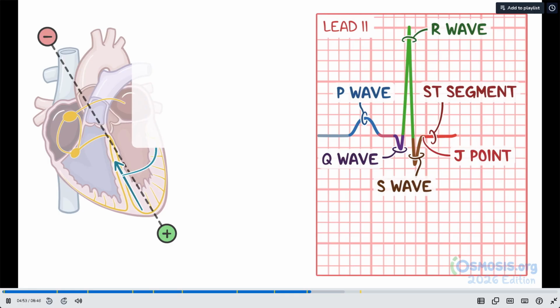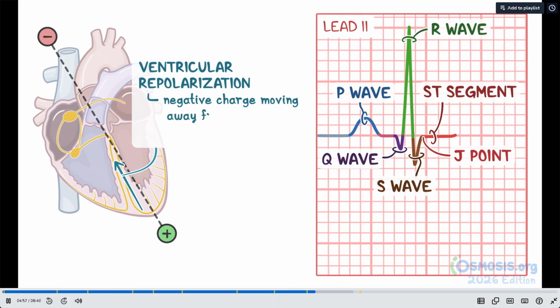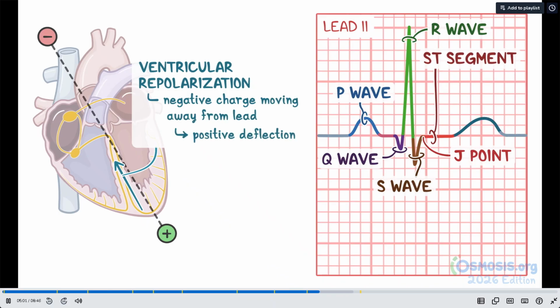But here's the twist. Because repolarization involves a wave of negative charge moving away from the lead, it shows up as a positive deflection on the ECG. Think of it like two negatives making a positive. That's the T wave. The T wave is more spread out than the QRS complex because repolarization is a slower, more gradual process.